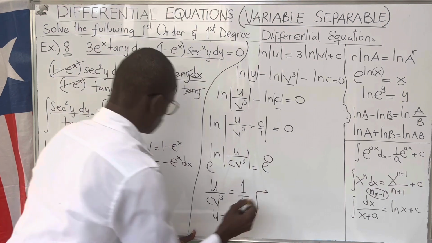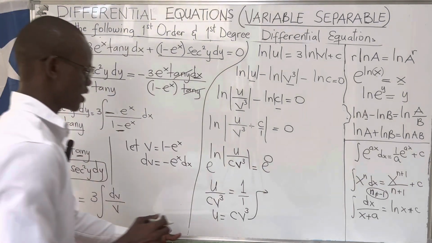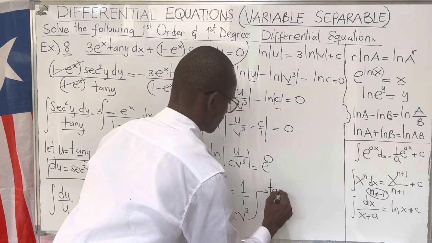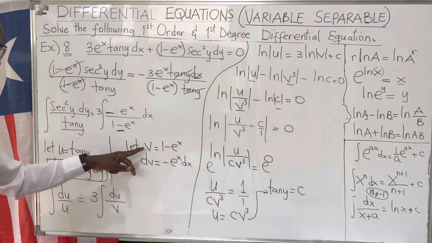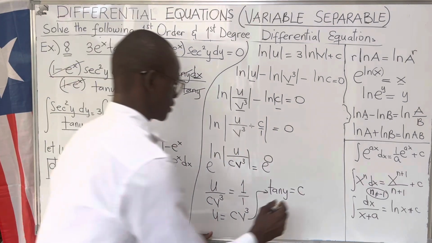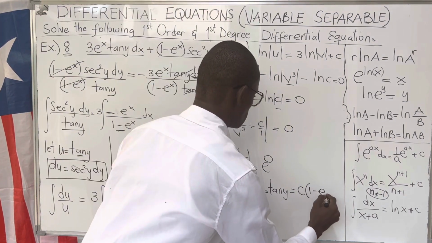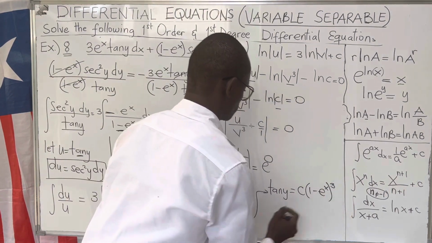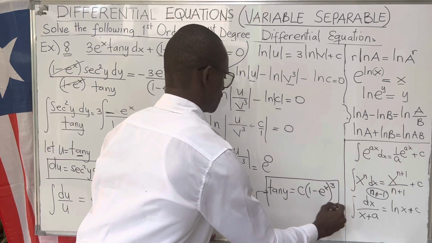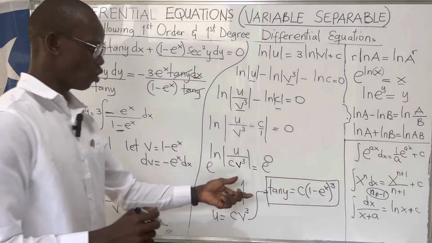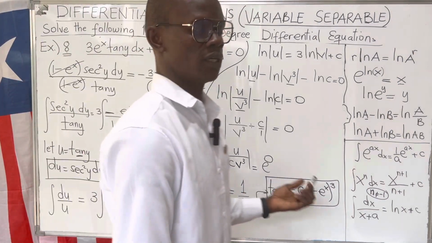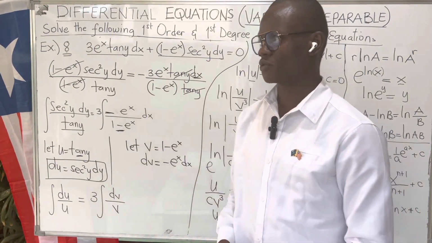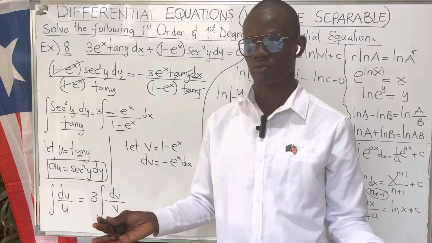But what is our u? Our u is equal to tangent of y. So u is tangent of y equals c, what is our v? Our v is equal to 1 minus e raised to the power x, all cubed. So this is the general solution of the differential equation. So this is how we find the general solution of a differential equation using variable separable, right?